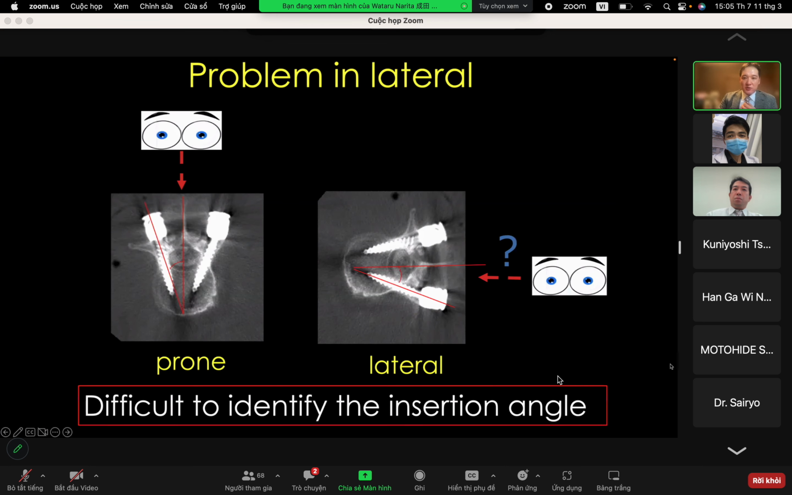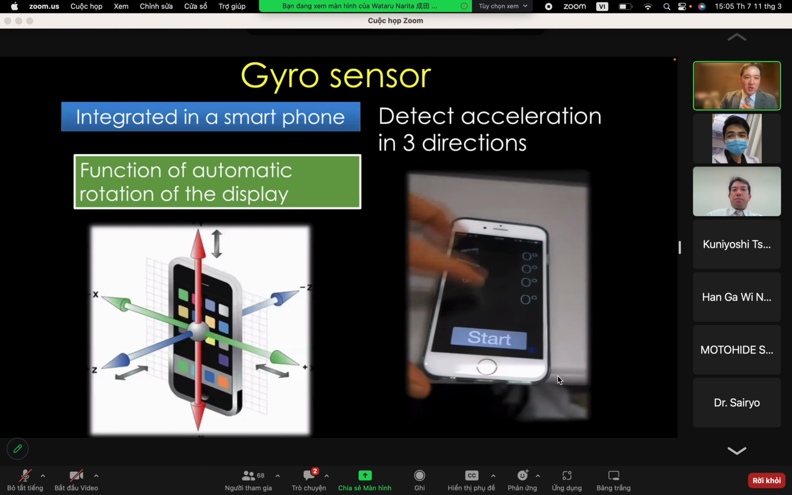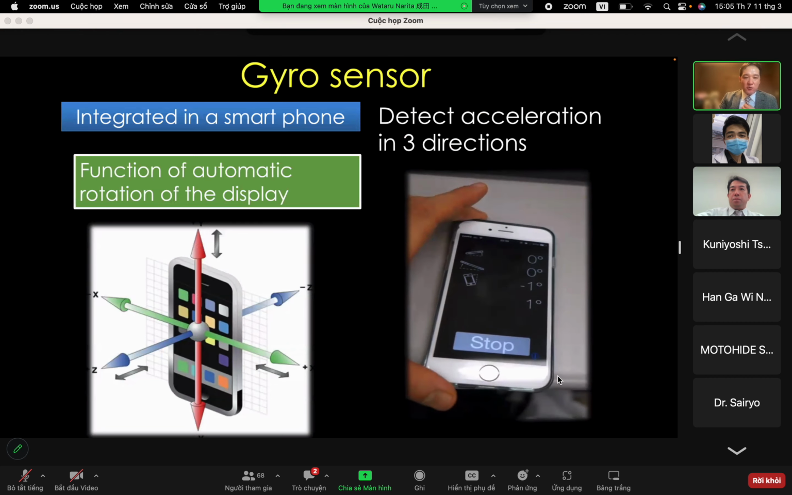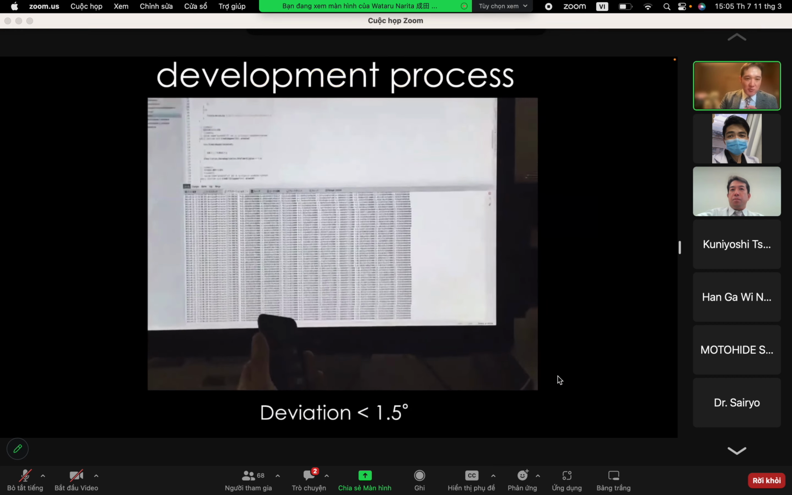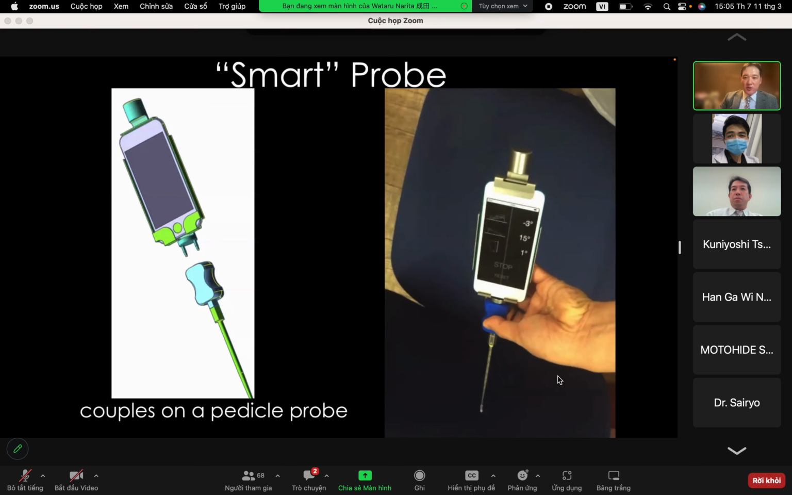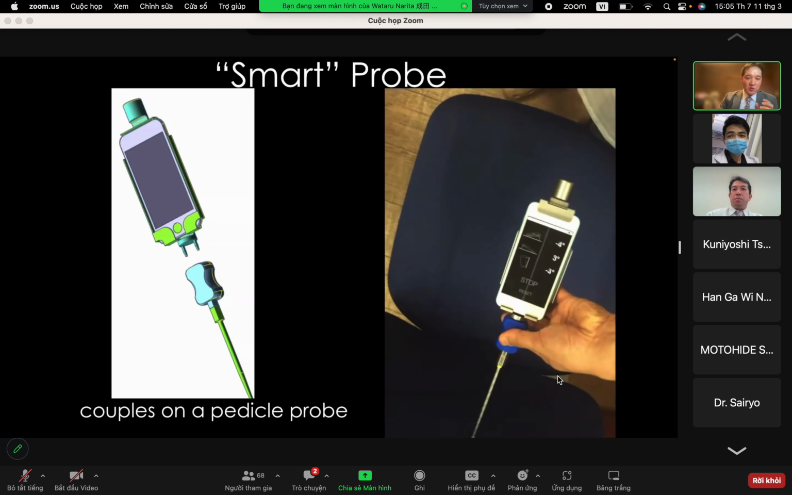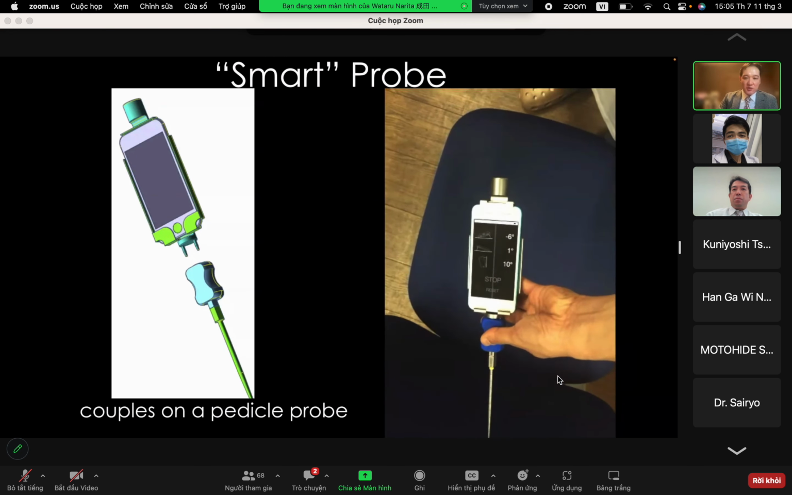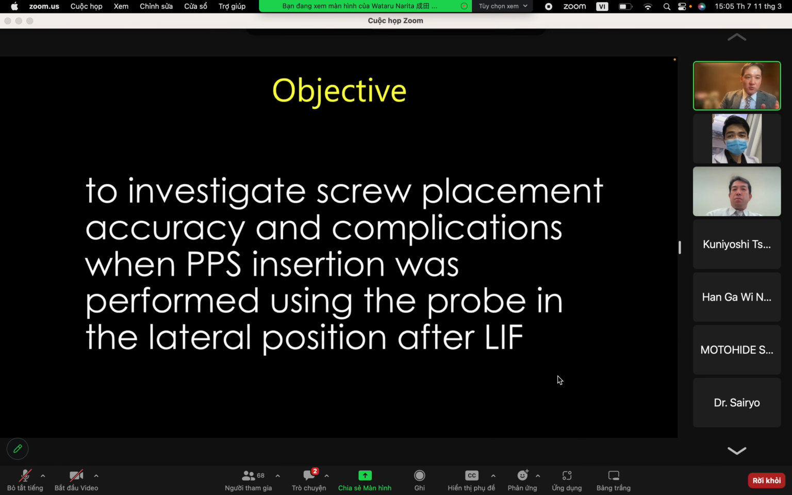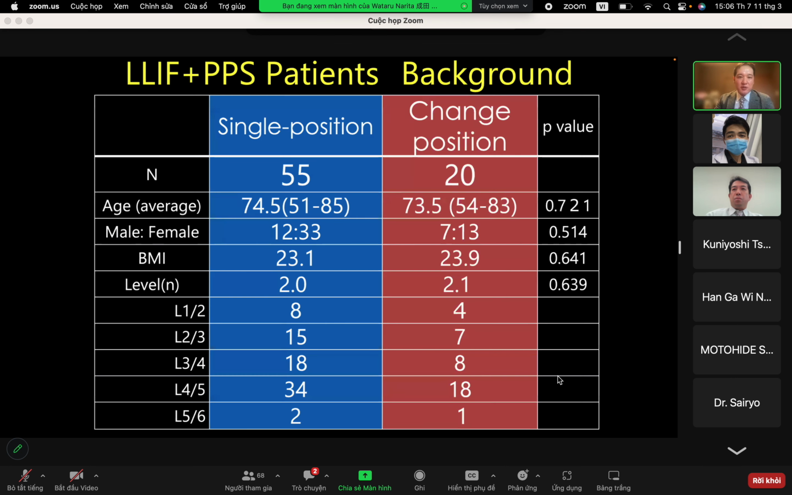However, there is a problem: the difficulty in estimating the insertion angle. I used a smartphone and developed an application. The original device is attached to the pedicle probe, and so it can help with pedicle screw insertion in the lateral position. The aim of this study is here.